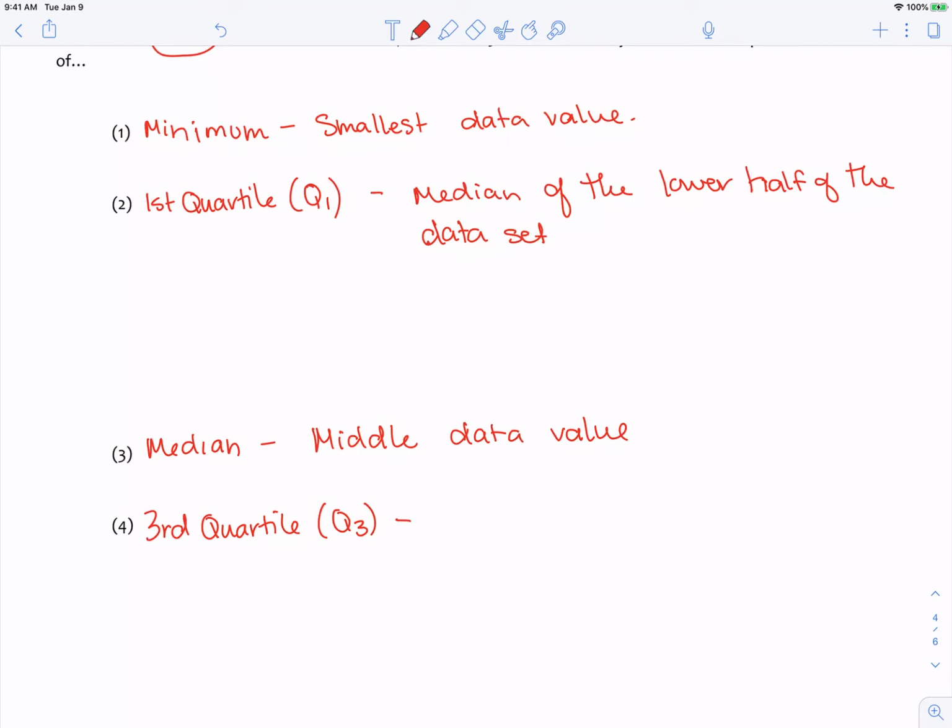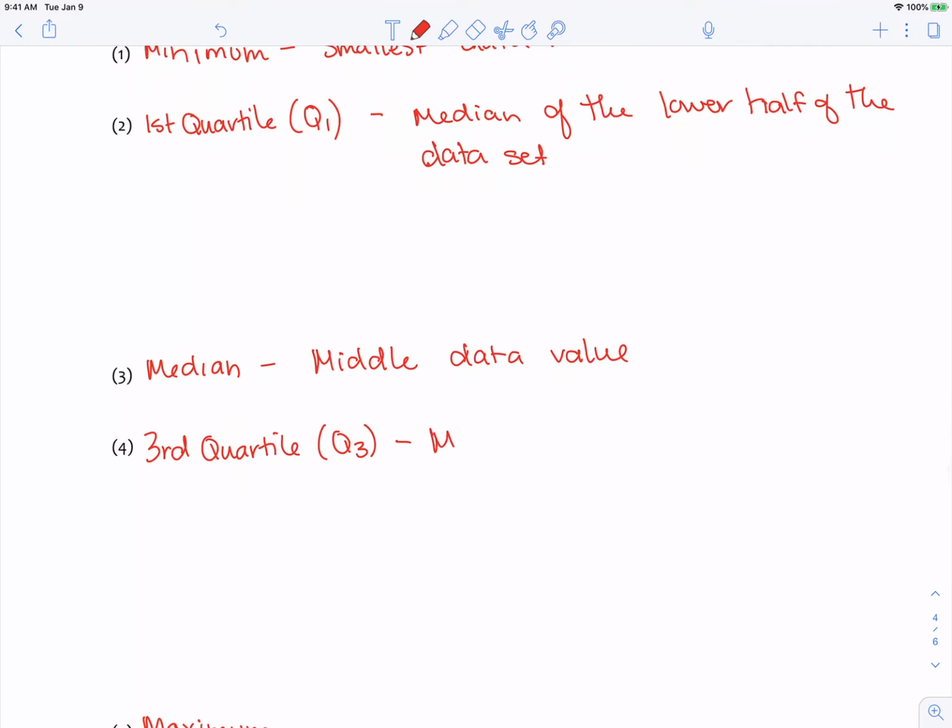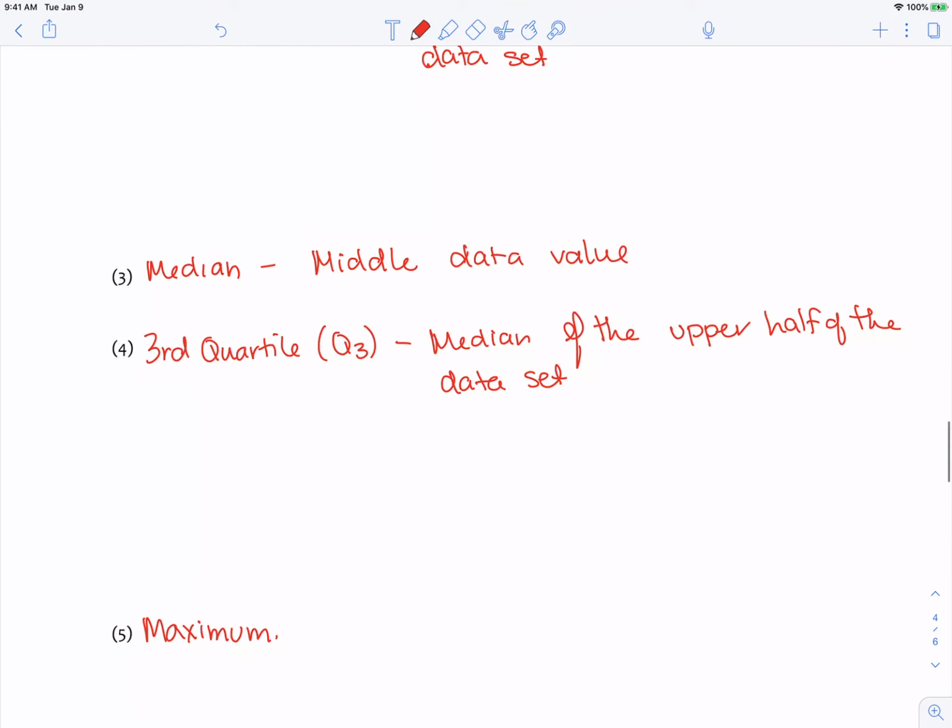And third quartile, not surprisingly, this is the median of the upper half of the data set, and the maximum is the largest value in the data set. Okay, so that's the basics of those 5 numbers.